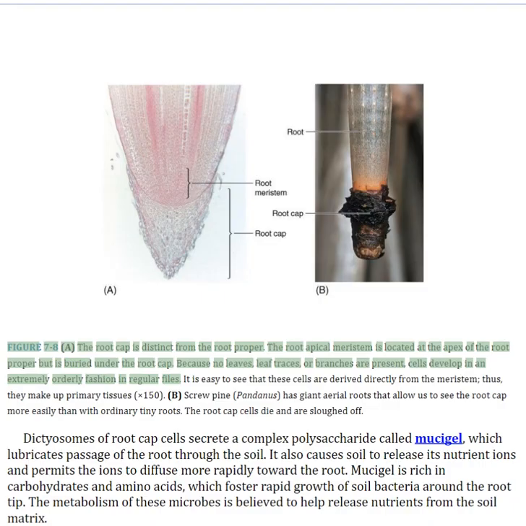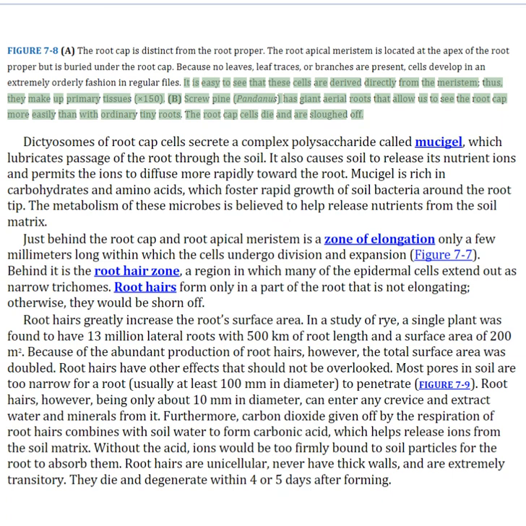Figure 7.8 The root cap is distinct from the root proper. The root apical meristem is located at the apex of the root proper but is buried under the root cap. Because no leaves, leaf traces, or branches are present, cells develop in an extremely orderly fashion in regular files. It is easy to see that these cells are derived directly from the meristem, thus, they make up primary tissues. Screw pine has giant aerial roots that allow us to see the root cap more easily than with ordinary tiny roots. The root cap cells die and are sloughed off.